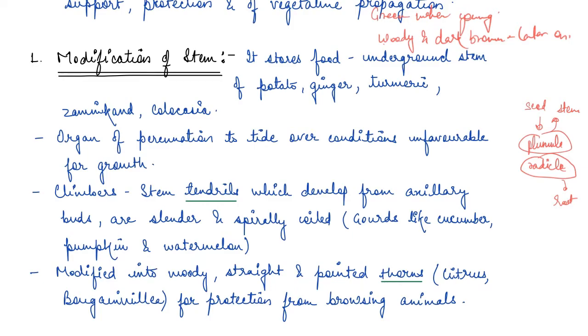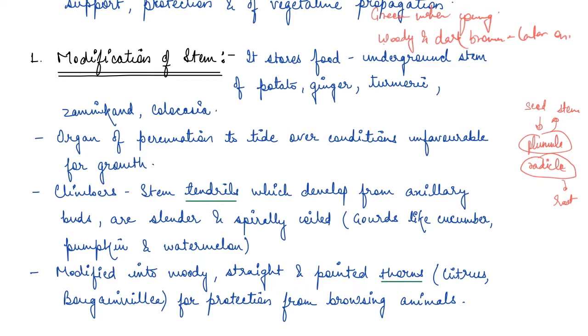Now there are stem tendrils which develop from axillary bud. They are slender, spirally coiled, and these help the plant to climb, right? So there are many plants which basically are climbers. What they do is they climb on big trees and they derive nutrition.